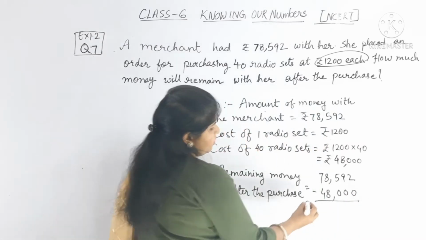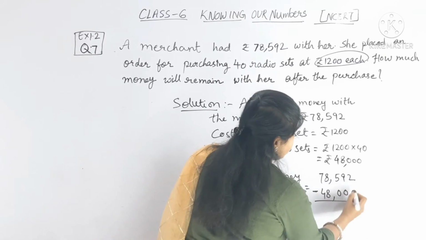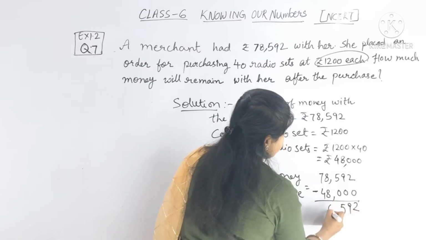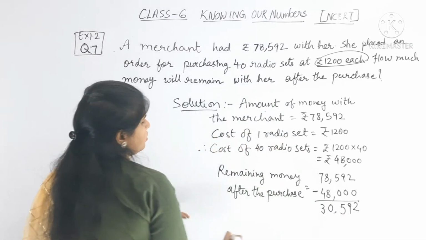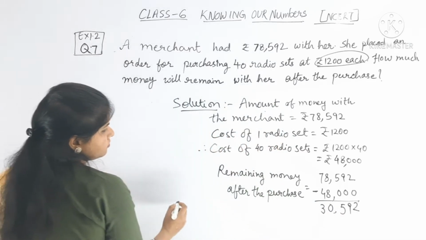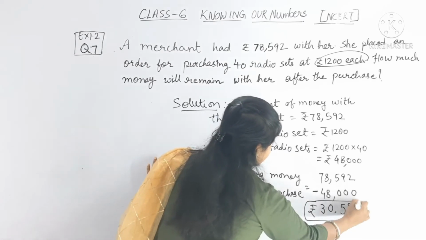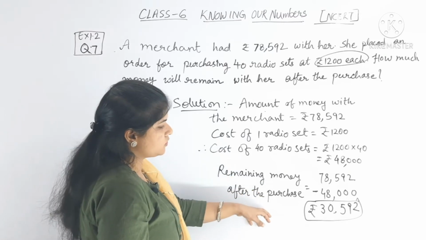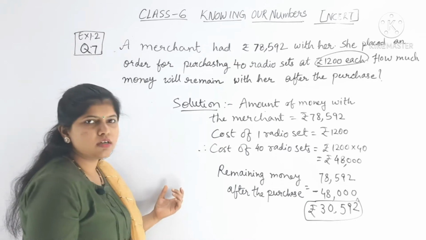Okay, so we are subtracting these numbers. So here 2 minus 0 is 2, 9 minus 0 is 9, 5 minus 0 is 5, 8 minus 8 is 0, 7 minus 4 is 3. So you can conclude, this is the answer. You can conclude that remaining money after the purchase is rupees 30,592. This is question number 7.